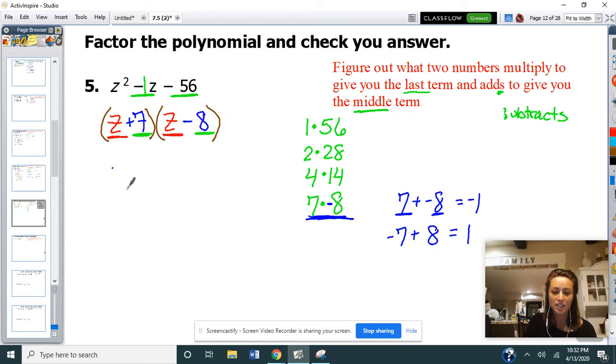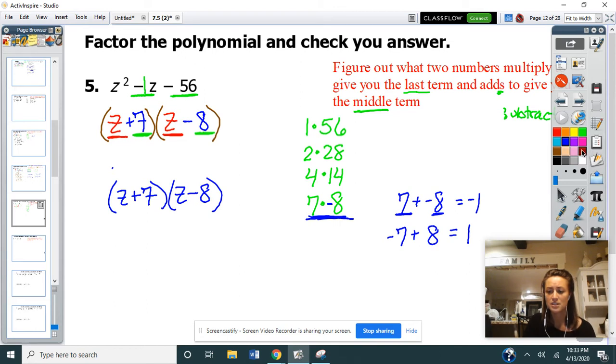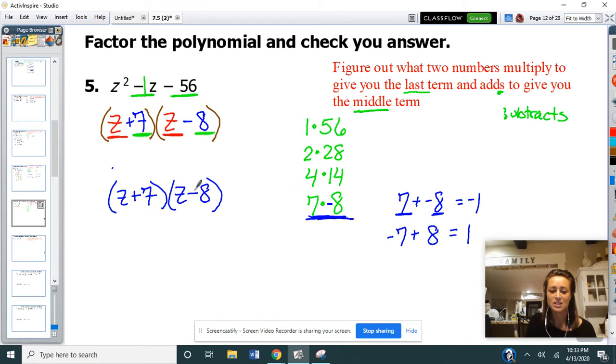So it gets tricky when we have a lot of factors and when there's negatives involved. So be very careful where you put that negative. So my answer is z plus 7 times z minus 8.